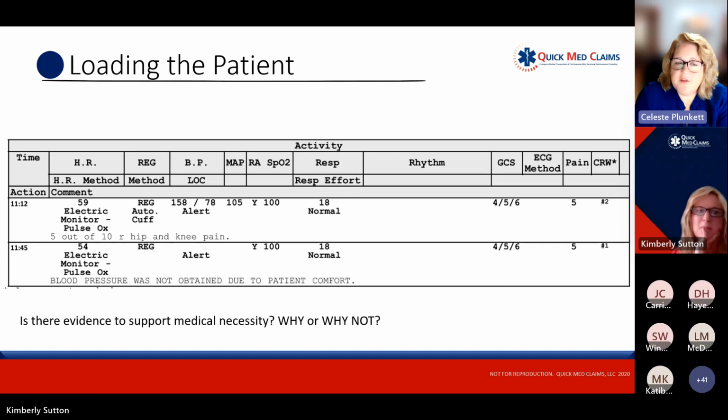Again, GCS is 15. There's hip and knee pain, so if I was the crew member writing this PCR, I would put more detail into what the mental status was at the time of transport, and that the hip and knee pain prohibited the patient from sitting, if that was true, things like that. Add the detail around the reason why they have to go by ambulance.